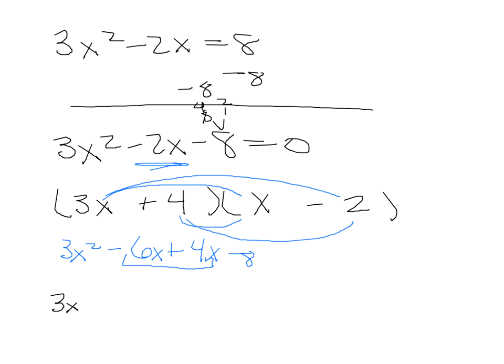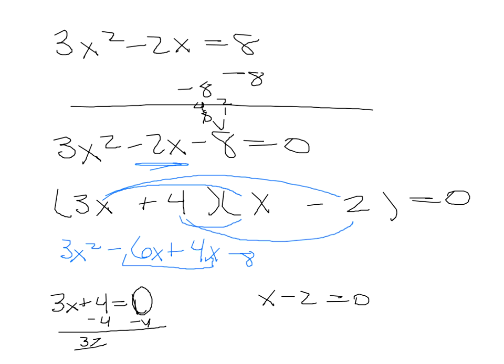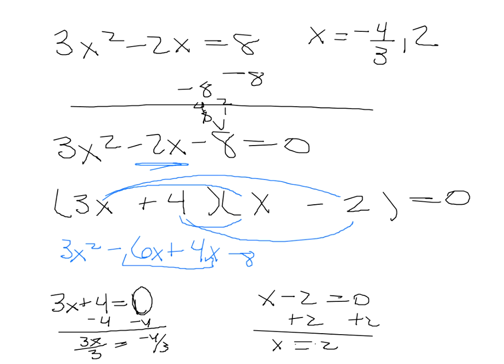Now I take each factor. Oh, that's supposed to be equal to 0. This is equal to 0. And solve each one. So here I subtract 4 and divide by 3. And I get minus 4/3, and here I add 2. X equals 2. So my two solutions are minus 4/3 and 2.